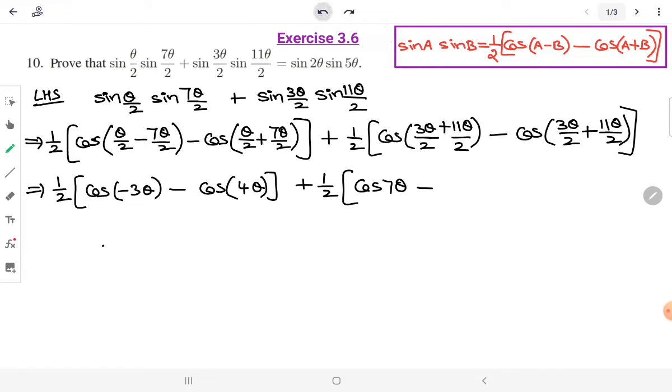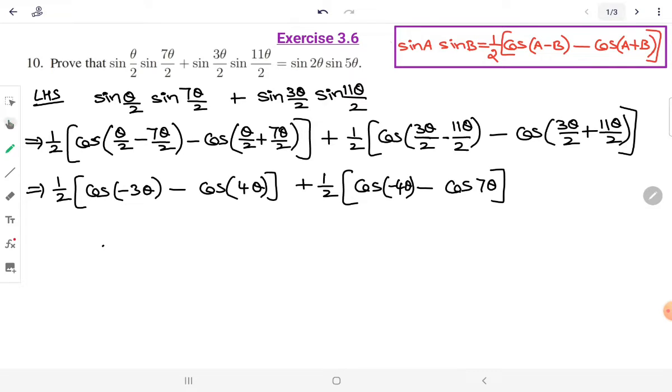Minus cos(A minus B). Sorry, here you should get A minus B, so as we do A minus B, 3θ/2 minus 11θ/2 is nothing but minus 8θ/2. So that is minus 4θ, minus cos 14θ/2, which is nothing but 7θ. So here actually you can write cos(minus 4θ), because 3θ/2 minus 11θ/2 is nothing but minus 4θ.